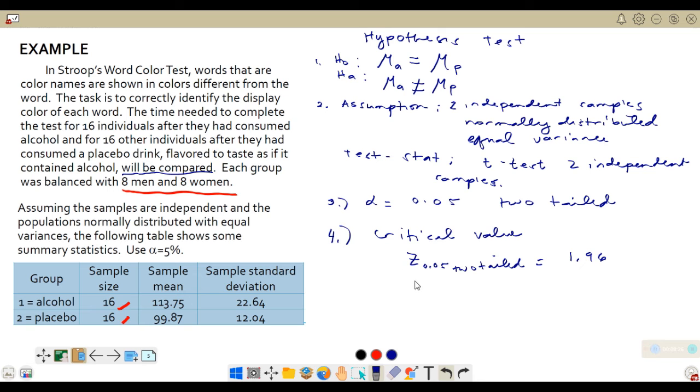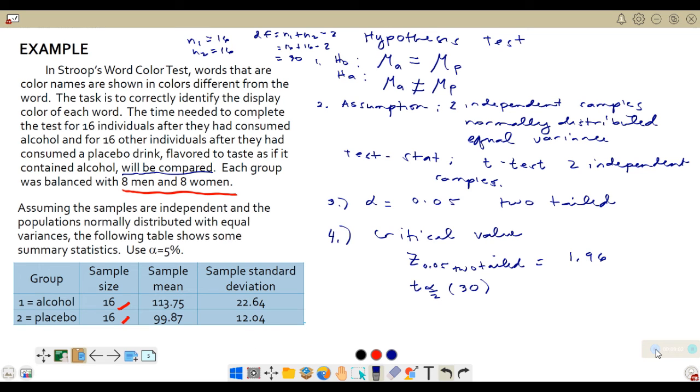Okay, isa pang option, pwede nyo rin gamitin yung T alpha over 2 with the degrees of freedom 30. Bakit 30? Kasi n sub 1 is equal to 16, n sub 2 is equal to 16, and the degrees of freedom is equal to n sub 1 plus n sub 2 minus 2. That is, n sub 1, 16 plus 16 minus 2, which is equal to 30. So, pwede nyo rin itong gamitin.